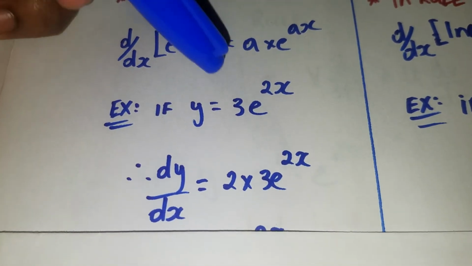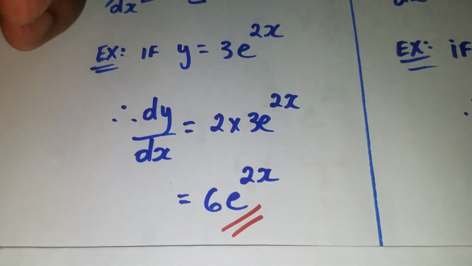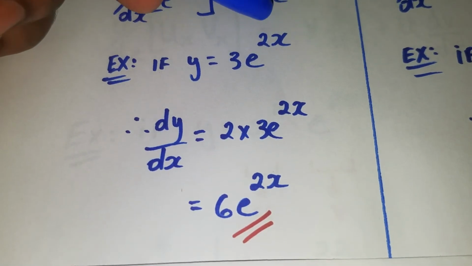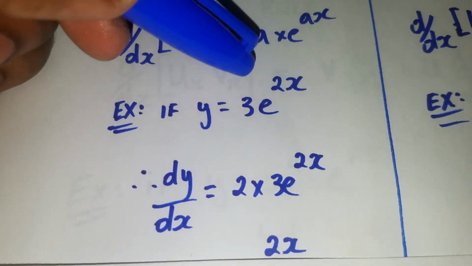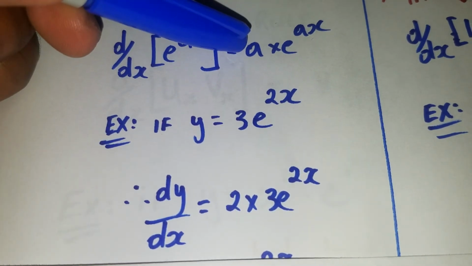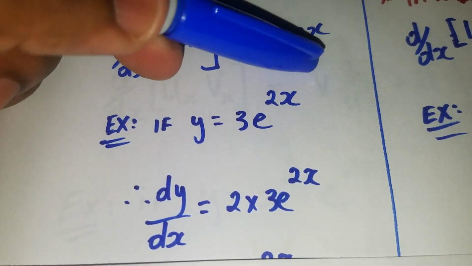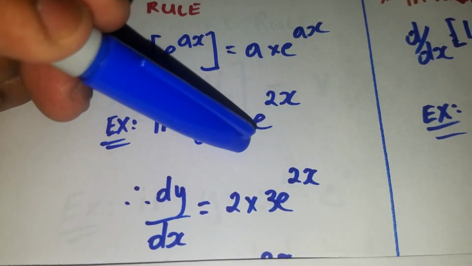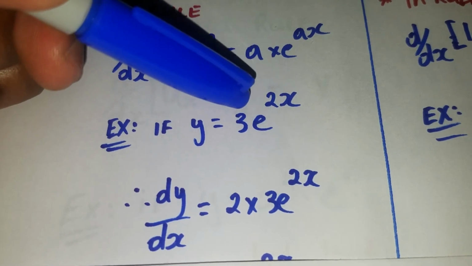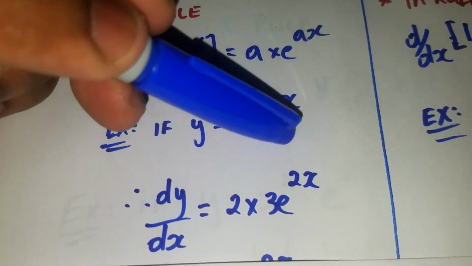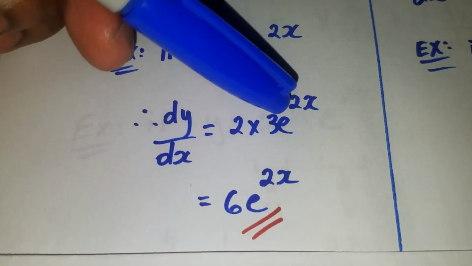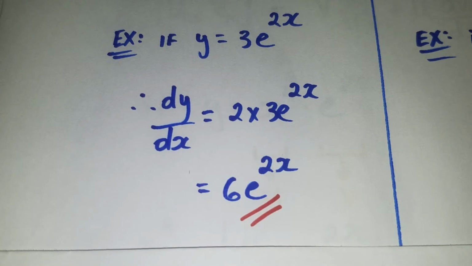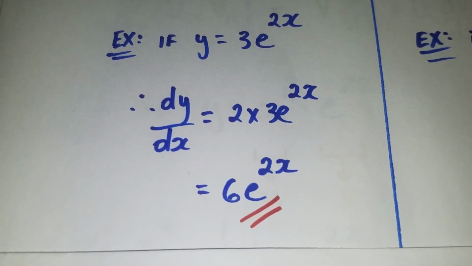Look at this example here. We have y equals 3e to the 2x. In this case, 2 would be a. And as we can see from the rule up here, we will just multiply the exponent by a. So the entire expression, 3e to the 2x, will be multiplied by 2. 2 times 3 will give us 6, and then we have e to the 2x. So therefore, the differential would be 6e to the 2x.